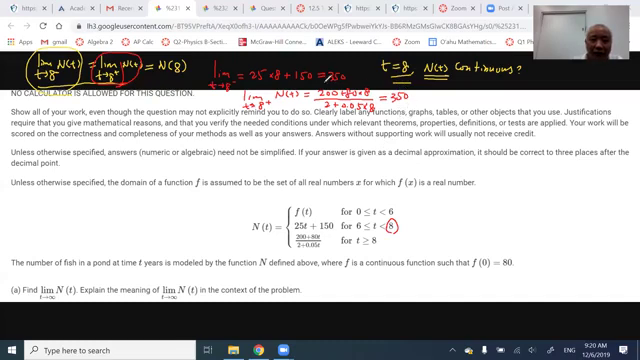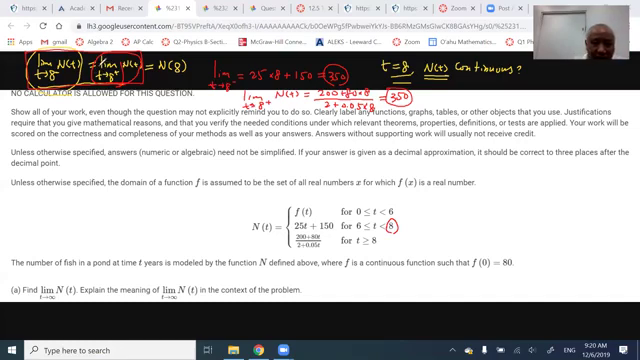Now we find the left limit is 350, and the right limit is equal to 350. Can we say this part is true now? Everybody? What does that mean? It means that for the piecewise function N(t) at t equals 8, the limit exists. Is that clear? No problem.